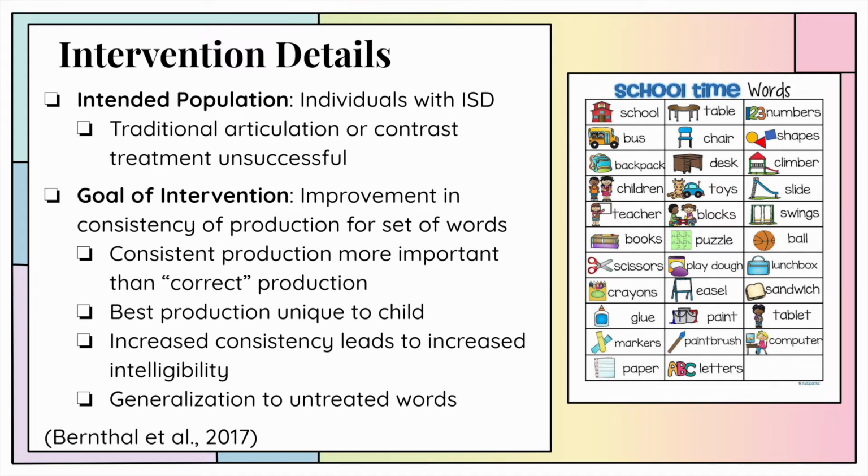Each child will have best productions of words that are unique to them, and this production is what the child should be working to replicate along with the support of the therapist and their parents. As the child becomes more consistent with their speech, the result is increased intelligibility. Eventually, the hope is that this increased consistency in production of the treated words will lead to increased consistency across all words in the child's vocabulary.